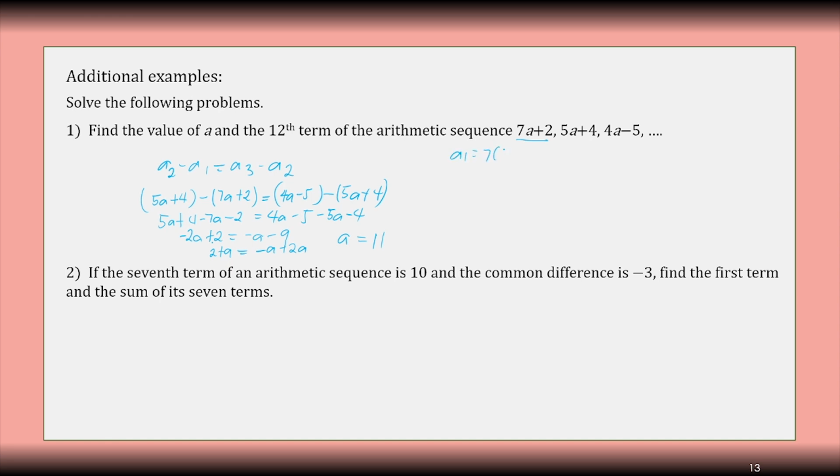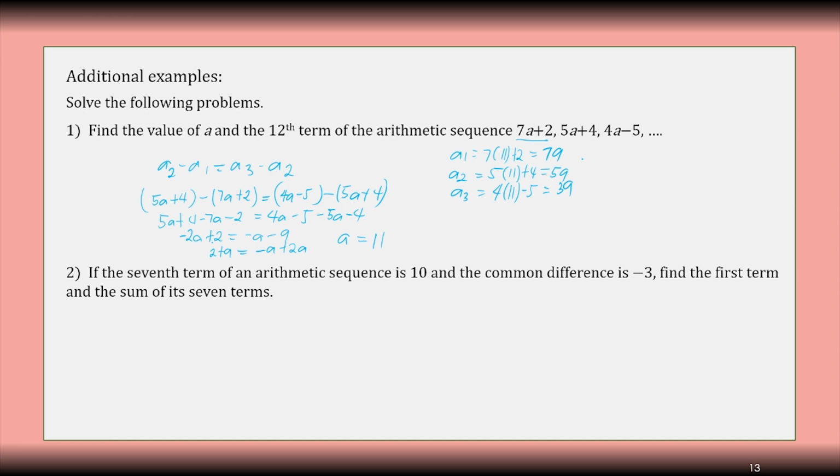A sub 1 is 11. Substitution na tayo. Plus 2. So, ito ay 7 times 11 is 77 plus 2, 79. A sub 2 is equals to 5 times A sub 1 which is 11 plus 4. So, 5 times 11 is 55 plus 4, 59. A sub 3 is equals to 4 times 11 minus 5. So, yun ay 4 times 11, 44 minus 5 is 39 lang pala.